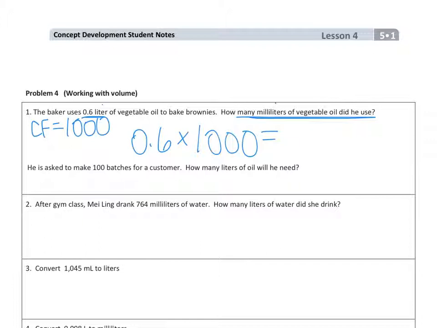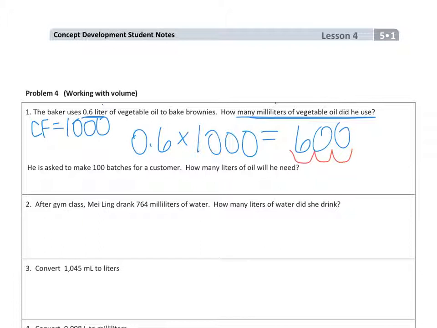Well, let me get my 6. And my decimal point started right here. And how many times am I going to move it? 3 times for the 3 zeros in 1,000. So 1, 2, 3. Let's go back and put those zeros in. 600 milliliters of vegetable oil. That's a lot of oil. Those are going to be some greasy brownies.